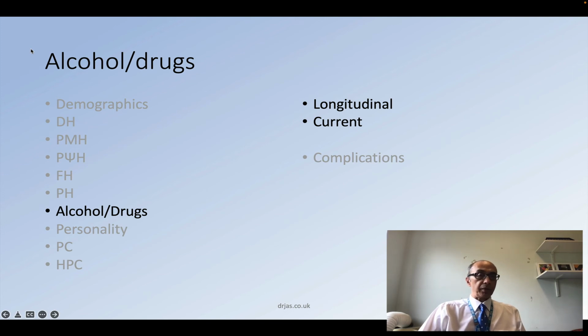You must ask about alcohol and drugs. All of the literature shows that doctors and psychiatrists are very poor at taking drug and alcohol histories. I will ask every patient that I see how much they drink, whether they drink, and whether they take drugs. Important then, if you suspect that there is an issue with either alcohol or drugs, you take a longitudinal history, a history of current consumption, and a history of complications. So somebody's drinking, you might ask about liver complications. If someone's taking lots of ketamine, you might ask about bladder complications, for example.